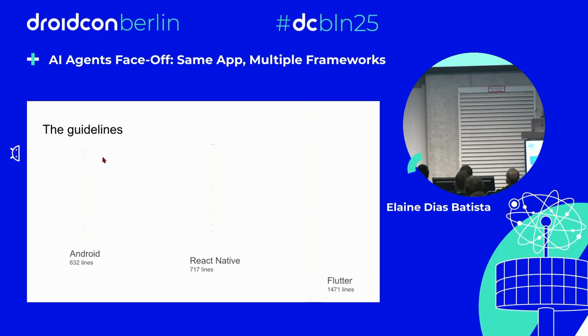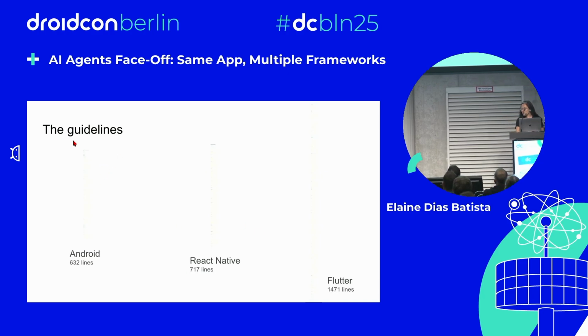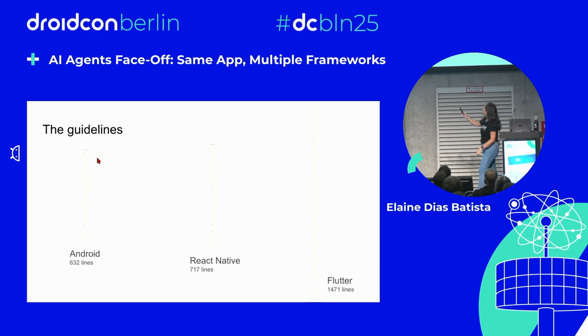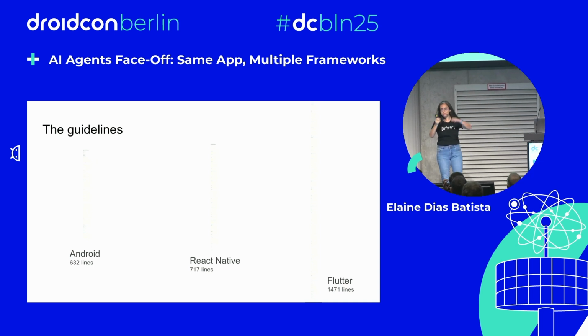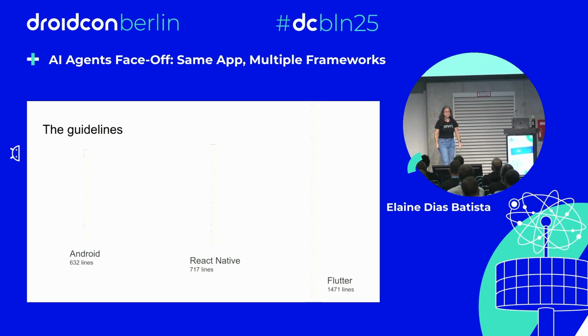These are the guidelines. Basically, what you need to know: I put the number of lines that were given by Claude. Basically, there were really extensive documents. For Android, it was 600 lines, React Native 700 lines, and for Flutter, it was massive, 1,400 lines.